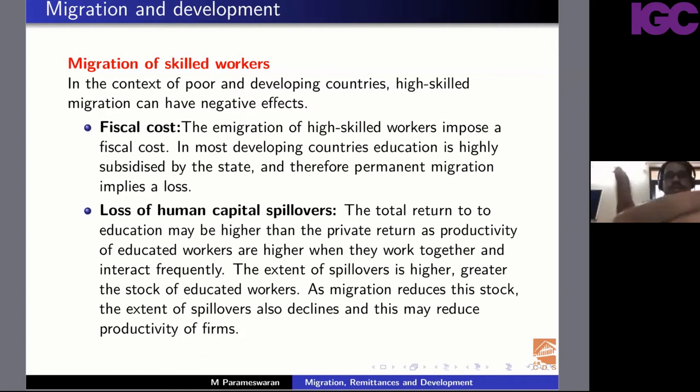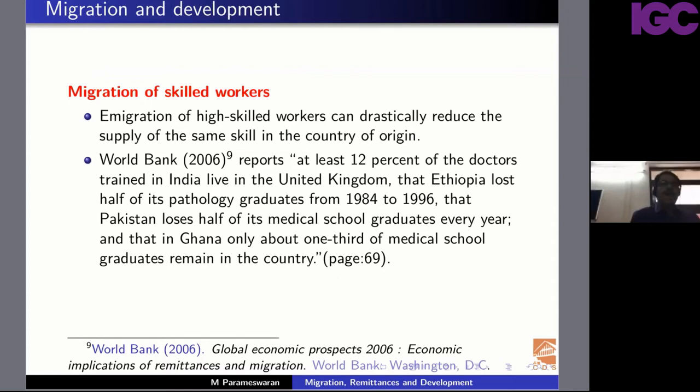Then another important thing is that our ability to provide many of the specialized services will also decline. For example, the World Bank reports that at least 12% of the doctors trained in India live in the United Kingdom.